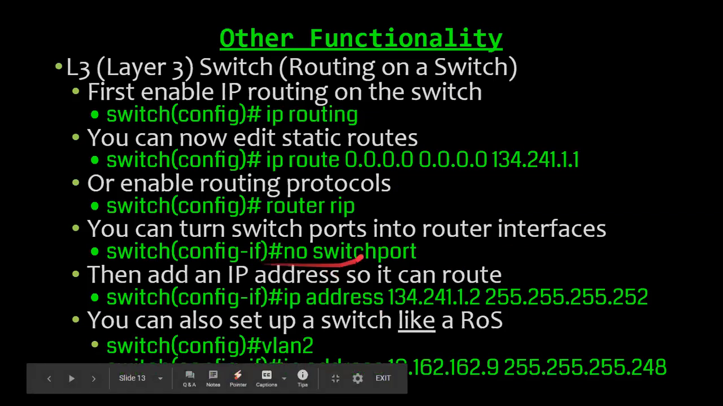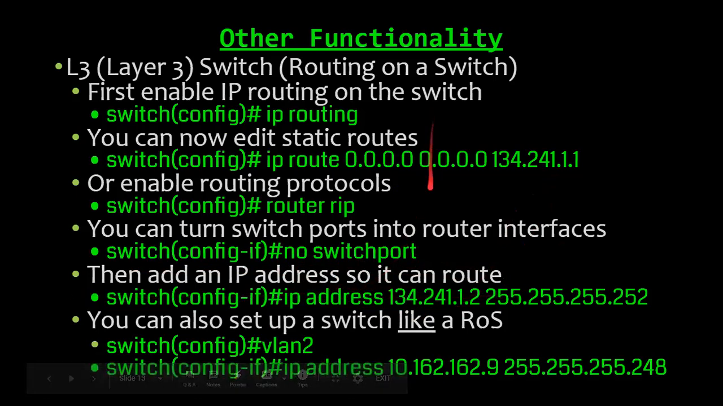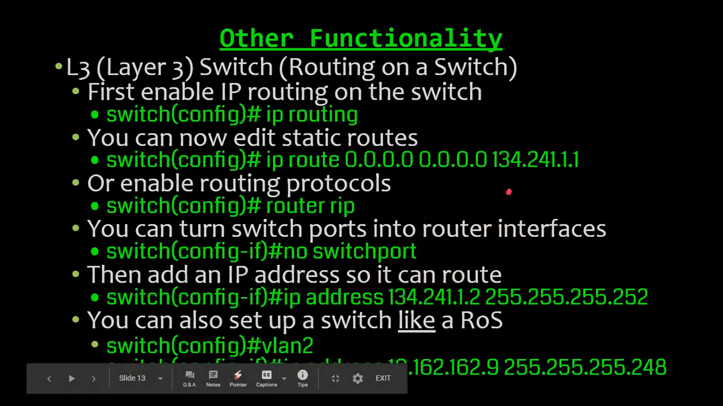All right. So the moment I do no switchport, then IP address, I can now add an IP address. In this case, I gave it 134.241.1.2. Apparently, it's on the same subnet as this. So now it can route between these two ports.